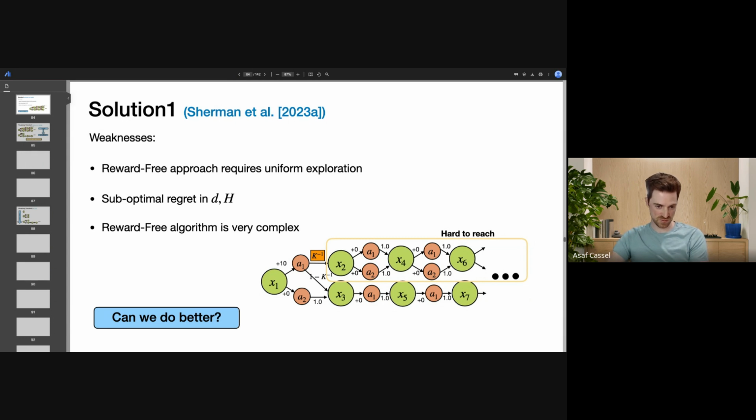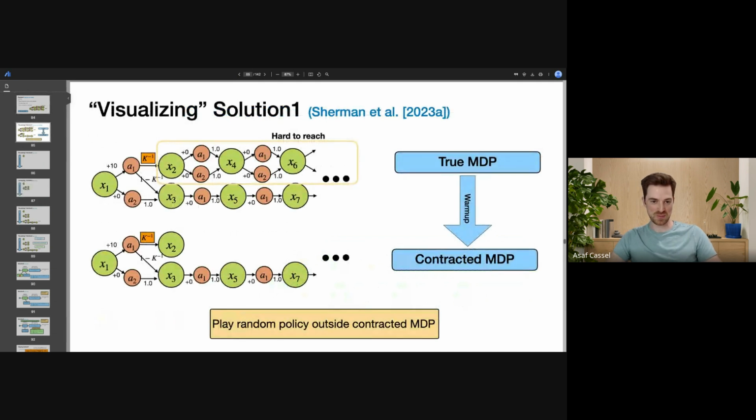Cool. So can we do better? We're in this talk, so probably yes. Right. So before we explain what we want to do, I thought of a nice way to visualize what's happening in Sherman et al.'s algorithm.